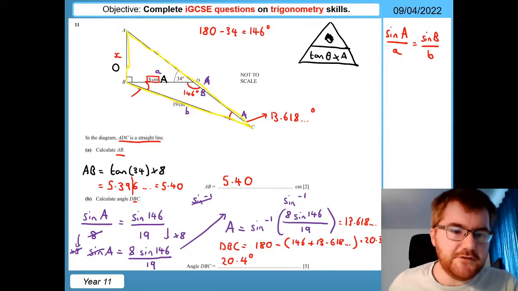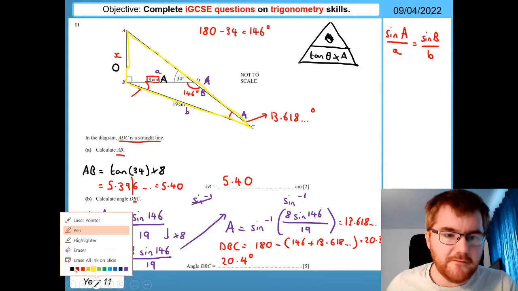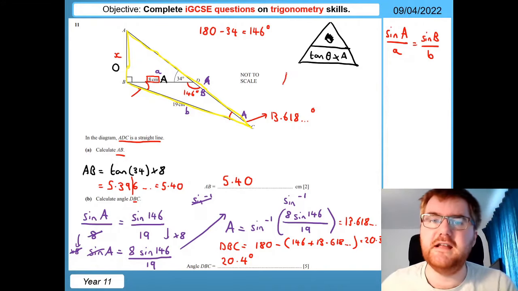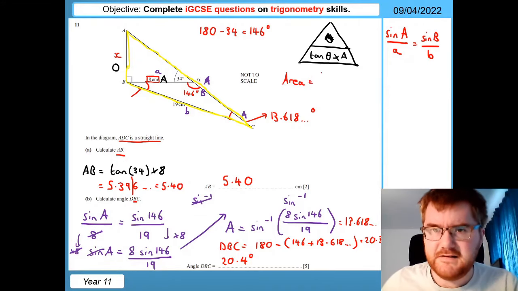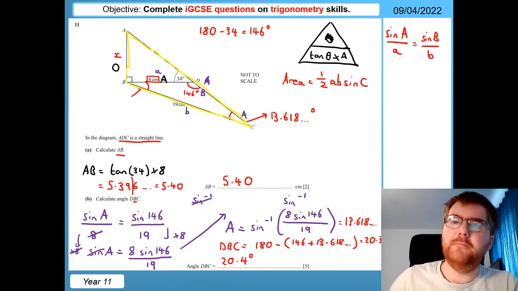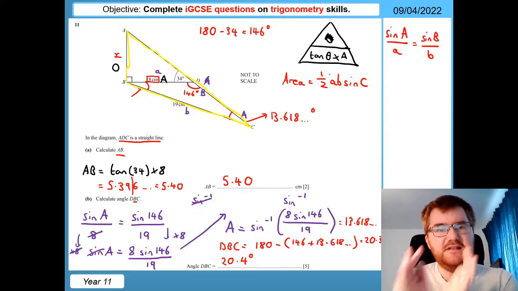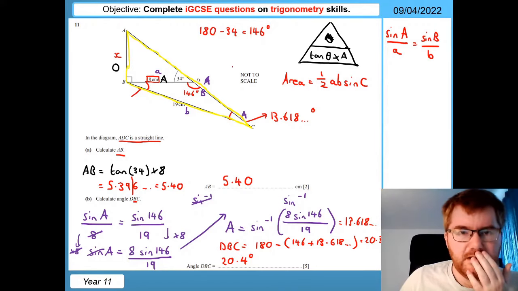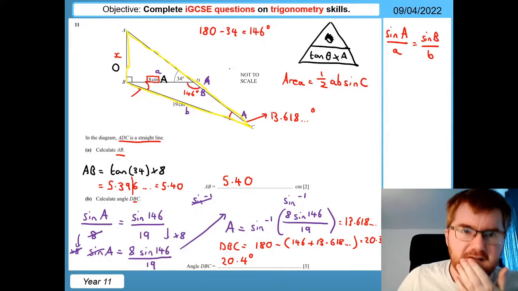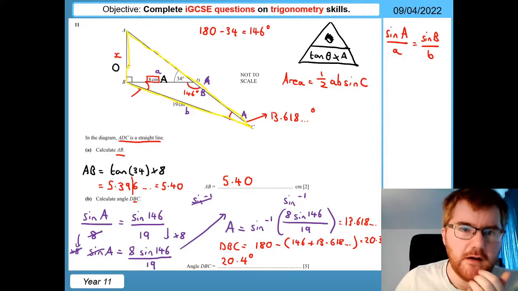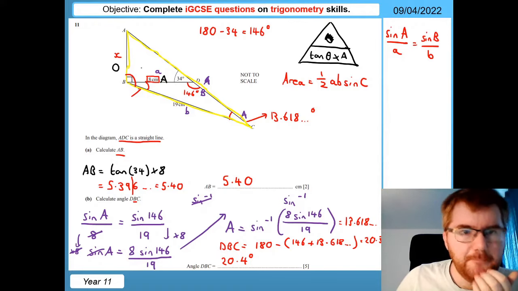Now the easiest way of doing this is to use that formula from the formula sheet that we haven't mentioned yet. So the area is equal to a half AB sine C, where A and B are two sides and the C angle is in the middle. Now the one that comes to mind here is to use some of the things that we already have. So I'm going to use this big angle here as my angle in the middle, my C.